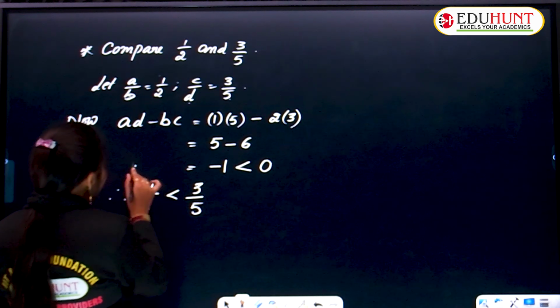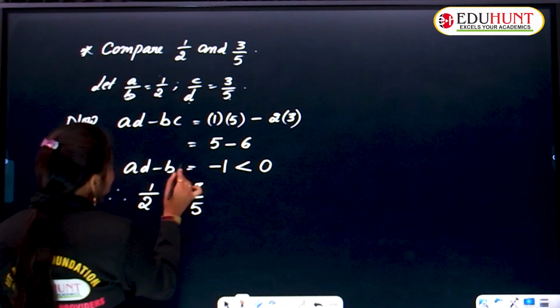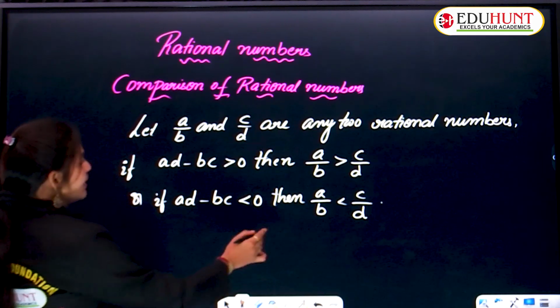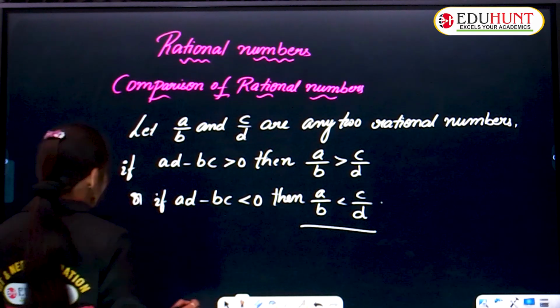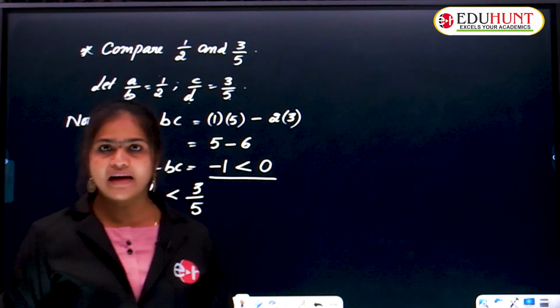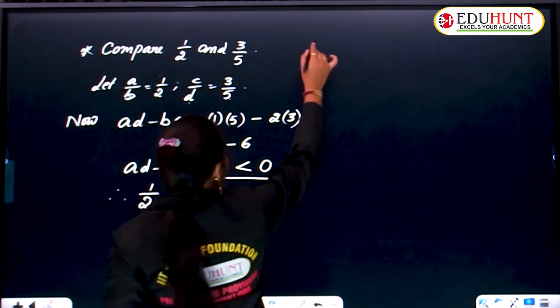Why? Because the AD minus BC value we got here is less than 0 only, no? If it is less than 0, then A by B is less than C by D. In this method, this is the way we have to check. Or by taking equivalent fractions.